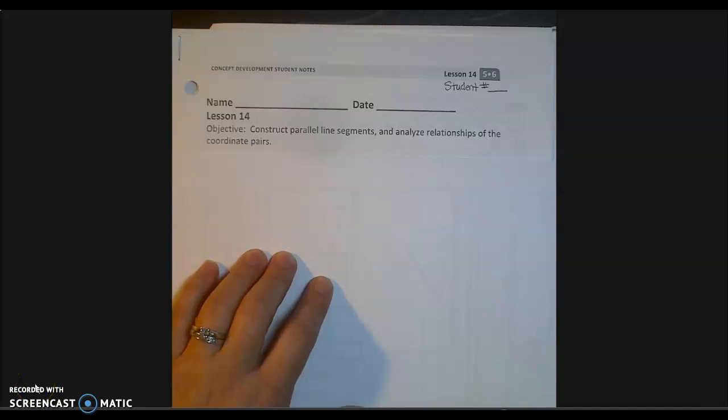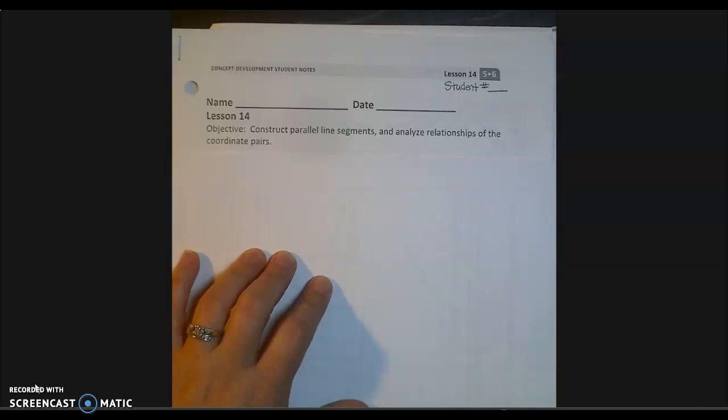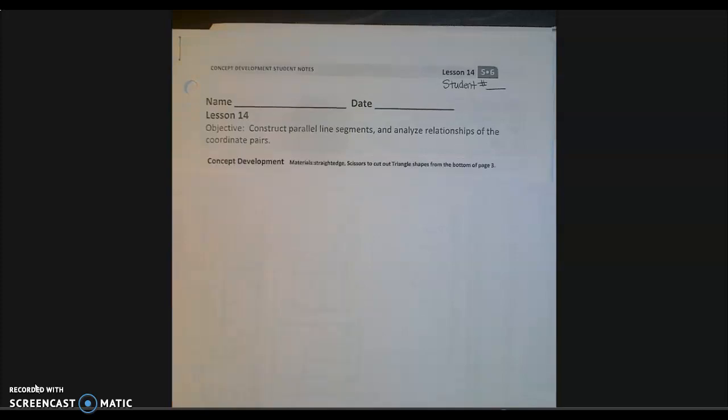Good morning. Today we are doing lesson 14. Our objective is to construct parallel line segments and analyze relationships of the coordinate pairs. Problem 1, we're going to slide right triangle templates parallel to the axes along the coordinate plane to create parallel line segments.